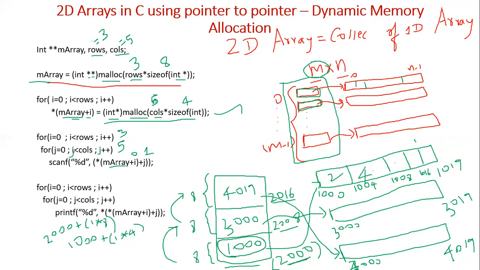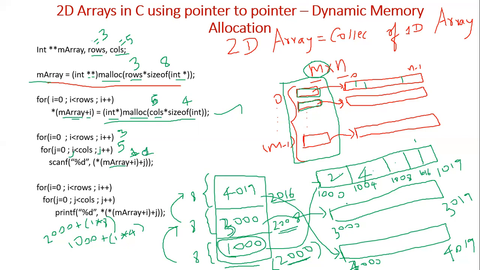When it comes to the next iteration, for I value 1, what will happen? That was for I 0; when I is 1, M array plus 1. What is M array? 2000. What is 2000 plus 1? Here 2000 is the address of a pointer to pointer, so its scale factor is 8. So 1 into 8, that is 2008. And what is the value at 2008? 3000. And j will be 0 in the first round.